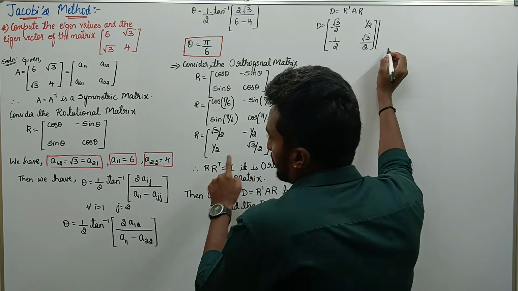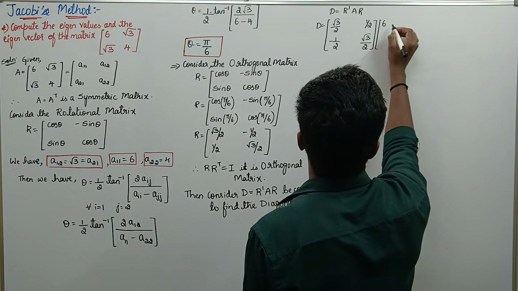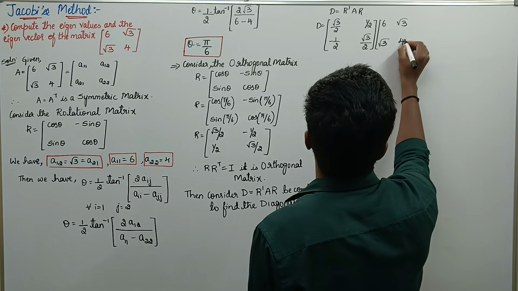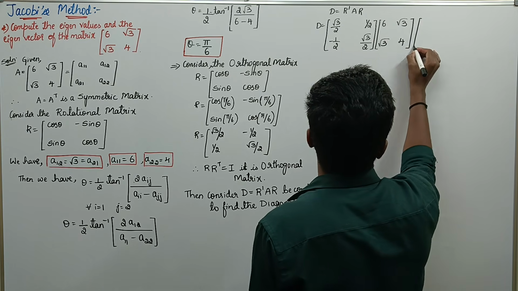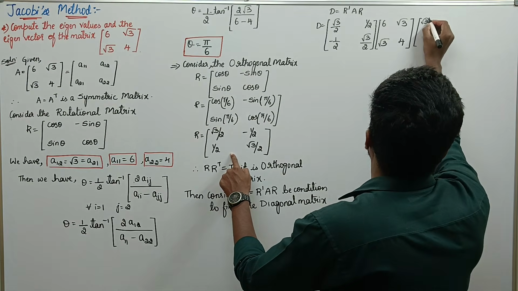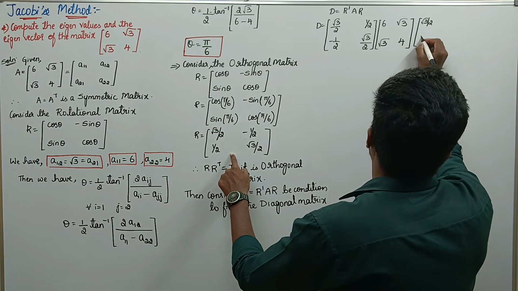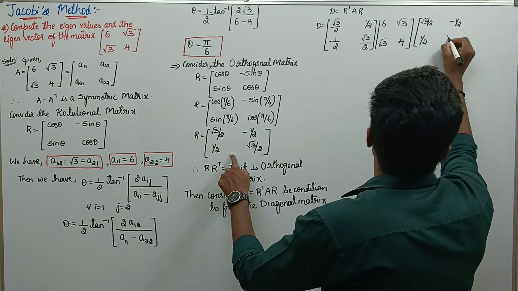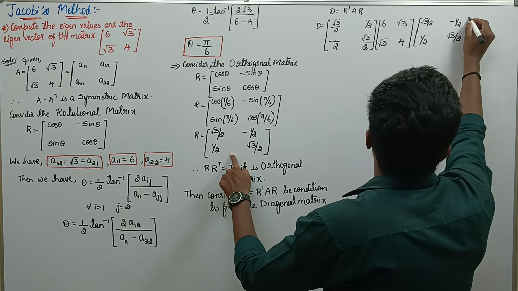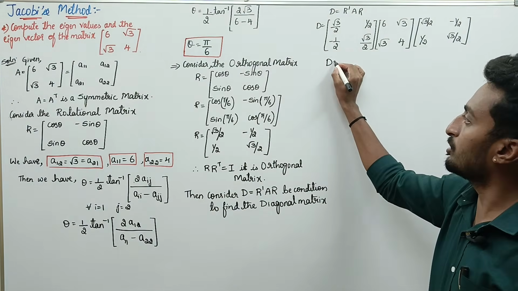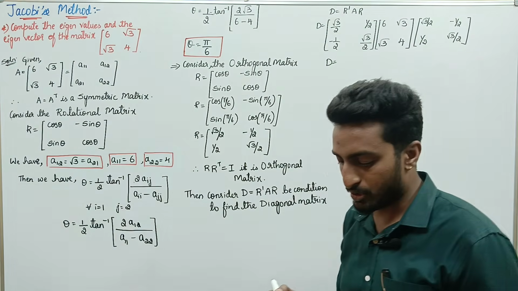Next into A. What is A? A is 6 root 3 and 4. What does this R represent? R represents the values again: root 3 by 2, 1 by 2, minus 1 by 2 and root 3 by 2. Okay, do the matrix multiplication and represent the diagonal elements. How? I am going to show you on the calculator.